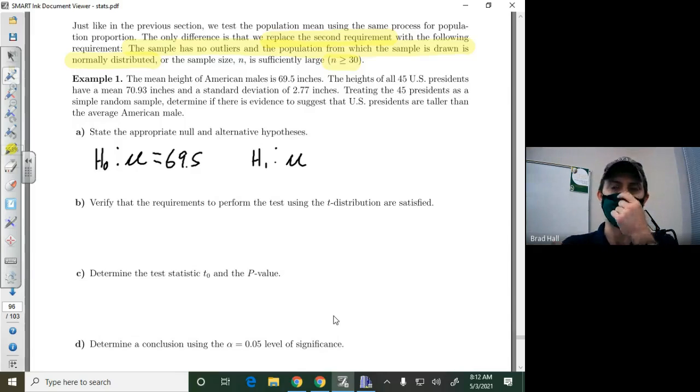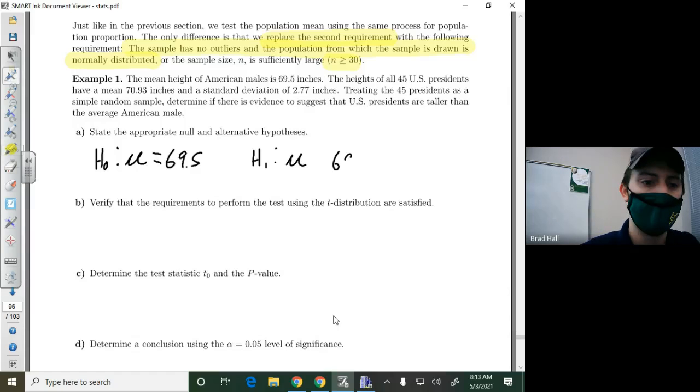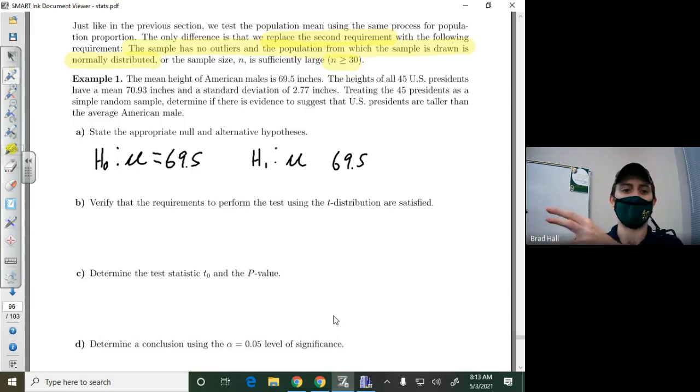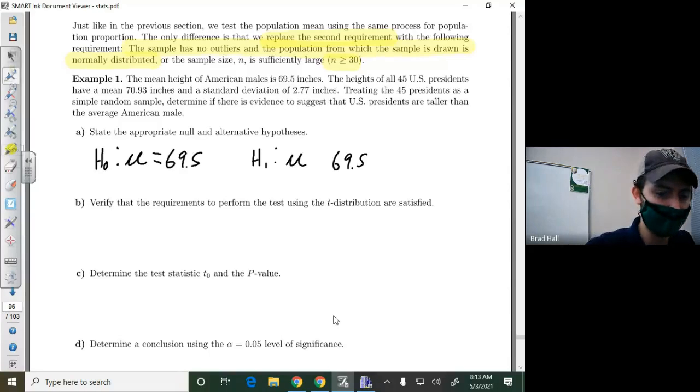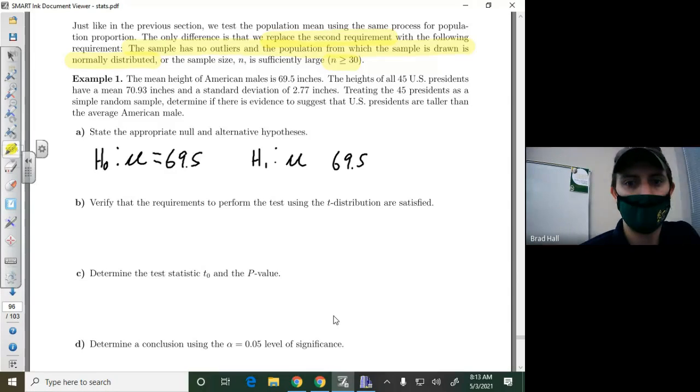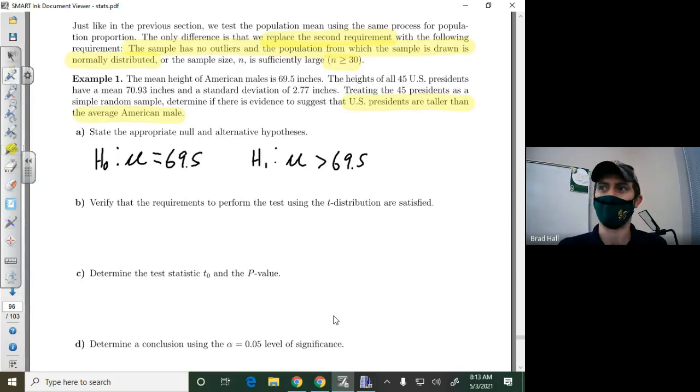And then the alternative hypothesis says, how are we comparing another mean to this 69.5 here? Normally, this is when we induce an inequality, and it's the same idea here. So as I read on, US presidents are taller than the average American male. So we're trying to see if we are taller than or larger than the average American male, where the average American male, again, is 69.5.